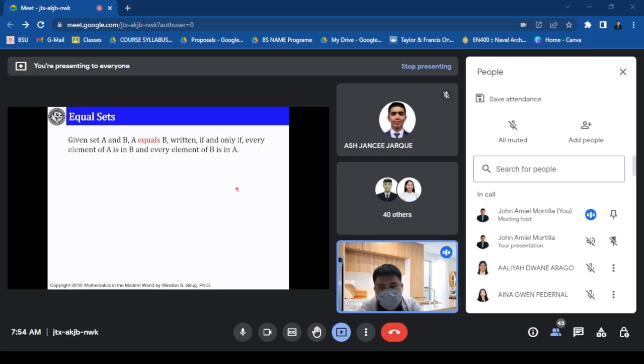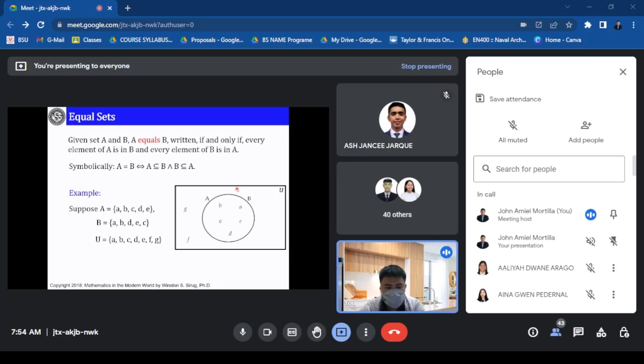Equal sets. Given sets A and B, A equals B, written if and only if every element of A is in B and every element of B is in A. Symbolically, A is equal to B if and only if A is a subset of B and B is a subset of A. Example, suppose A is equal to ABCDE, and B is ABDEC, and U is ABCDEFG. If they have the same elements inside, our two sets are equal. That is self-explanatory.